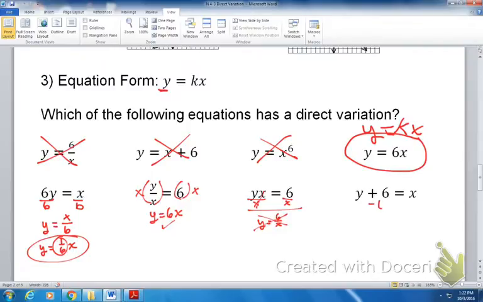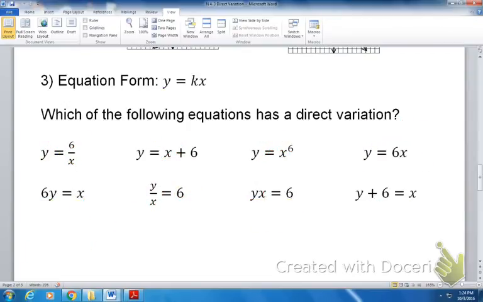Then the last one, to solve for y, I have to subtract 6, and I get y equals x minus 6, which is not direct variation. So be careful on those, guys. Watch out for this one right here. That's the tricky one, okay? Let's go to the next page.